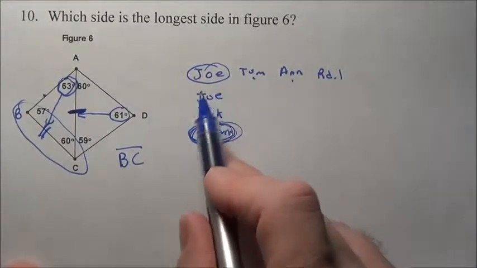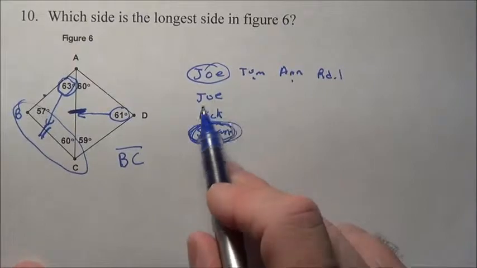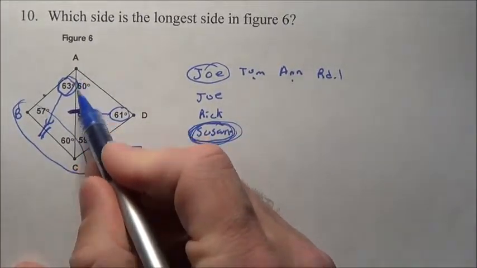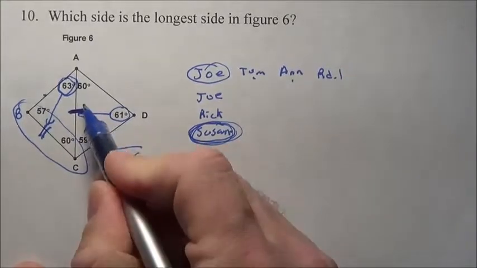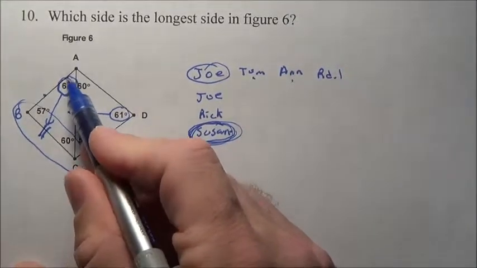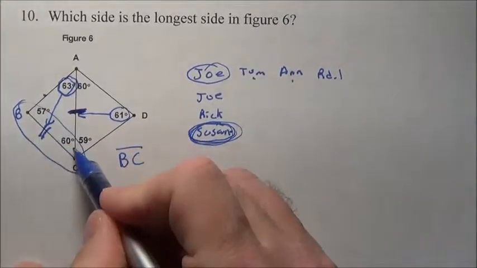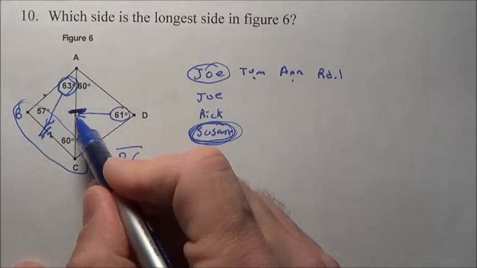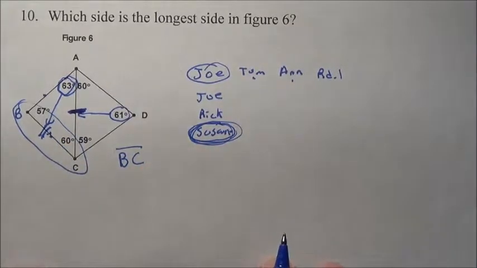And again, I tried to help you figure it out with this little arm wrestling example. When we first looked at it, this side was the biggest amongst A, D, and C on that triangle. But then when it went into competition on this part, it lost to this side right here, BC. BC was bigger than that one was. So you know BC is the longest side in the entire picture.